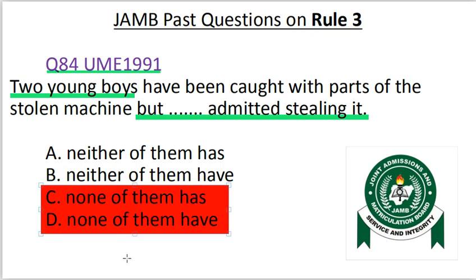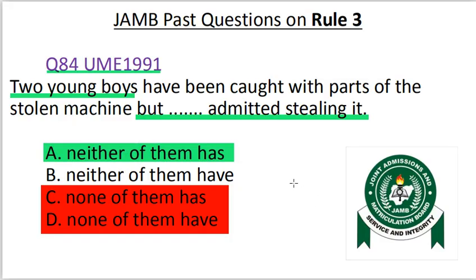Option A and B have neither of them. Either of these is correct. Now, option A says neither of them has. Option B says neither of them have. In this case, since there is no relative pronoun in this particular clause, we are going to go for the singular verb. As we said in our rule, in a case whereby there is no relative pronoun, the verb will be singular. That means we go for the singular verb, which is has. Neither of them has admitted stealing it.